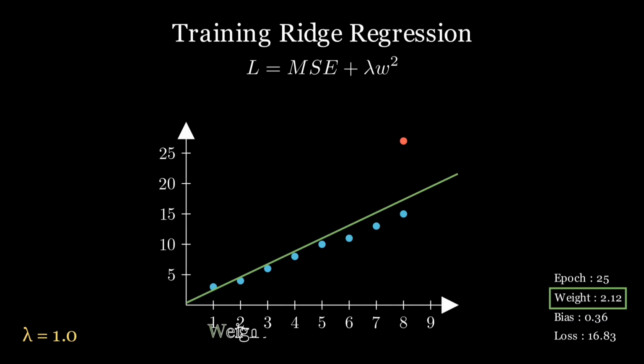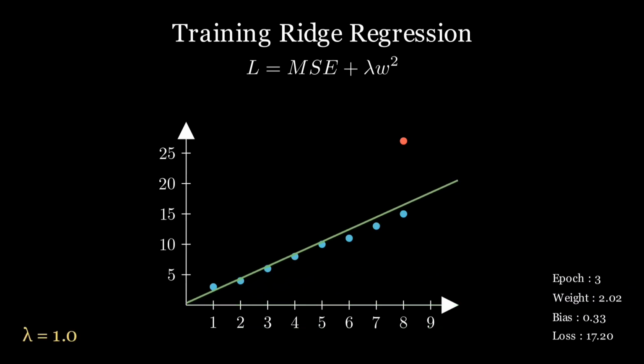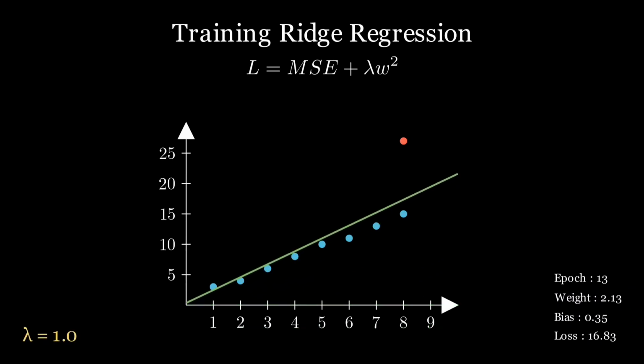Notice how the regression line still learns the overall trend of the data. However, it is no longer chasing the outlier as aggressively. The regularization term discourages excessively large weights. As a result, the model becomes more stable. The loss now consists of 2 parts: prediction error and weight penalty. Ridge regression tries to balance both objectives.